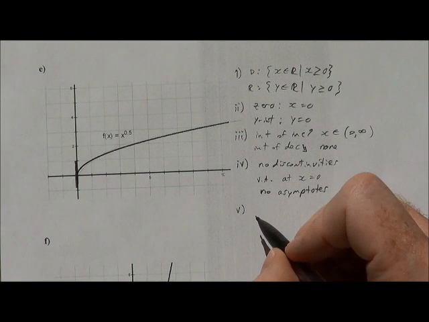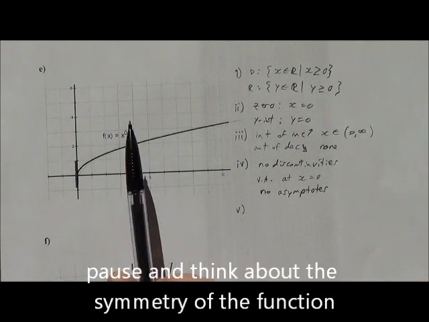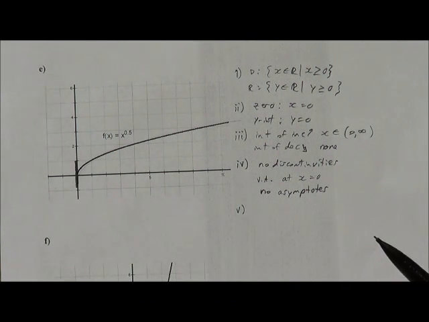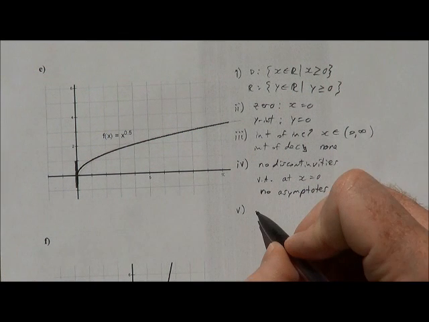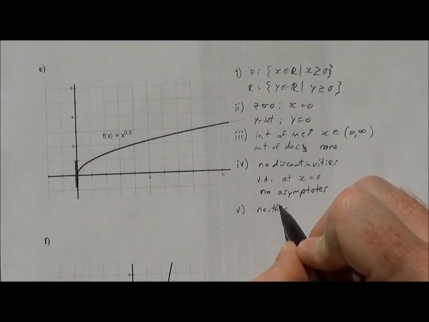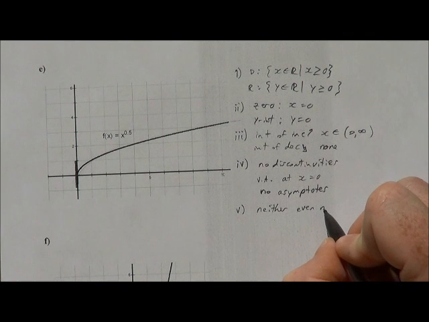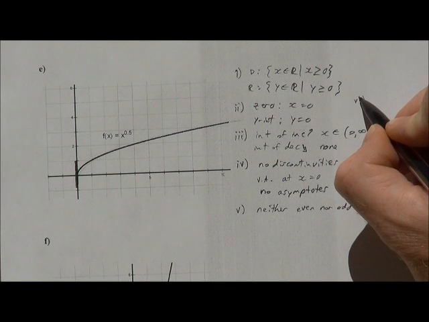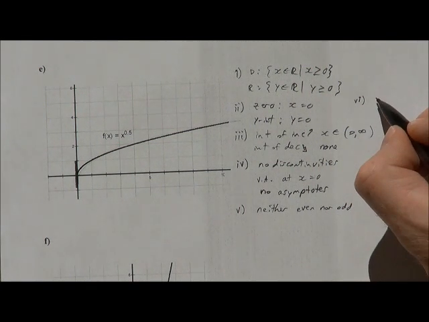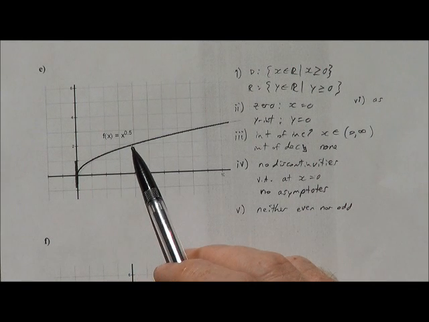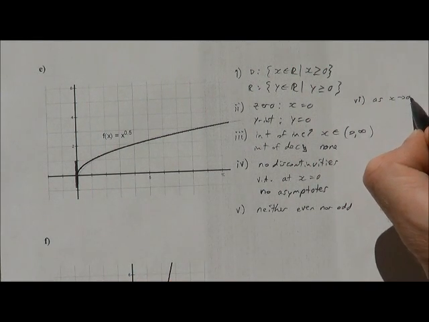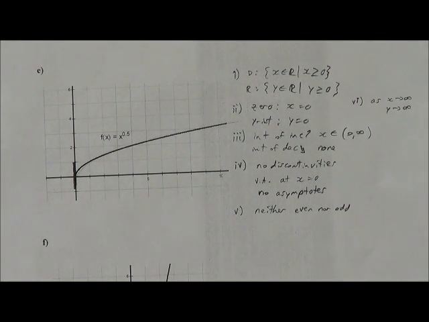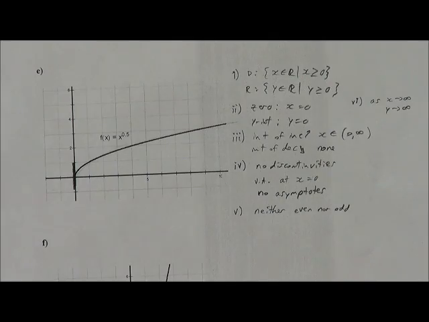Part 5, symmetry. Well, if you were to reflect this in the y-axis, it would not lie back on itself, and then if you were to reflect it again in the x-axis, it would not lie on itself either, so it is neither even nor odd. And in part 6, which is the end behavior, as x approaches infinity, y approaches infinity. And that's all there is in that case.